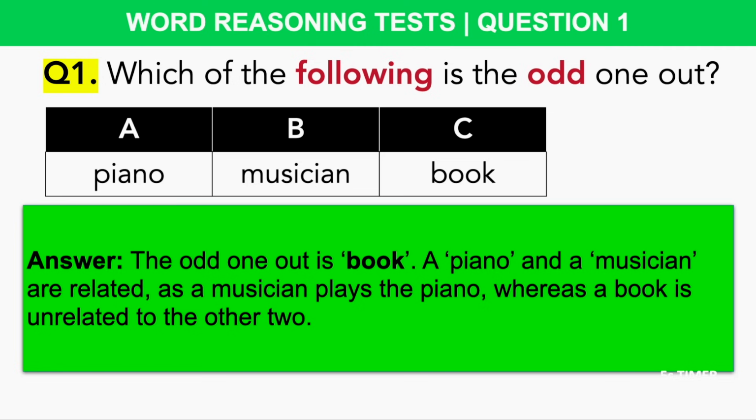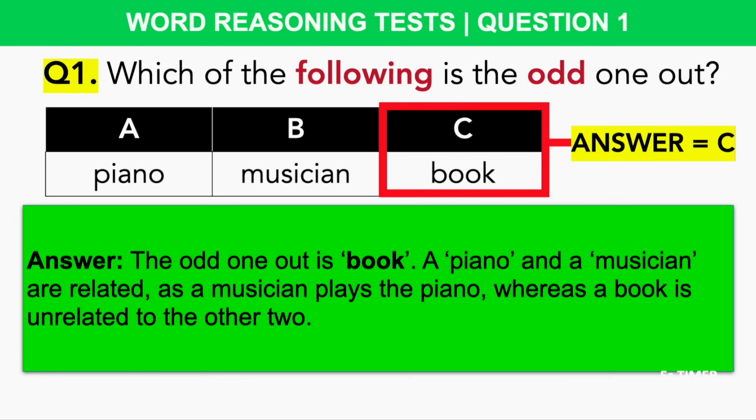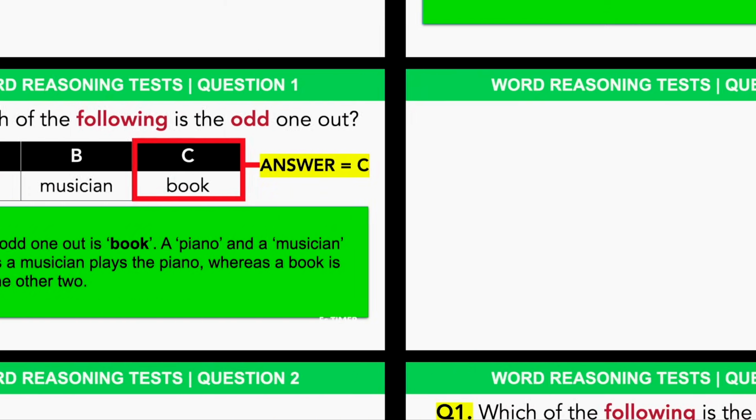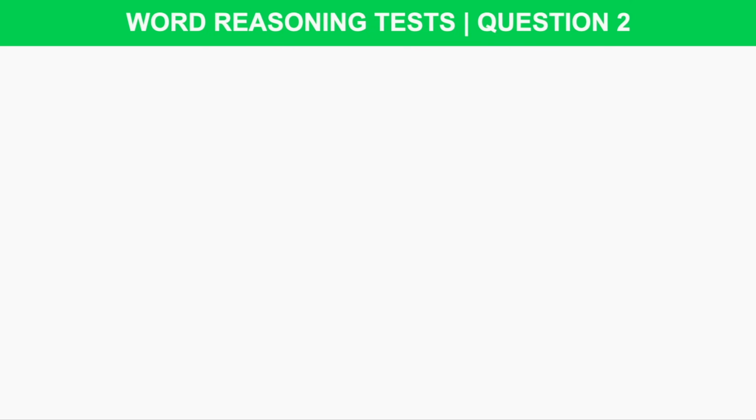Okay, how did you get on? Well, let's break it down. The odd one out is book, and that is because a piano and a musician are related, as a musician plays the piano, whereas a book is unrelated to the other two, making the correct answer option C. Did you get it right?